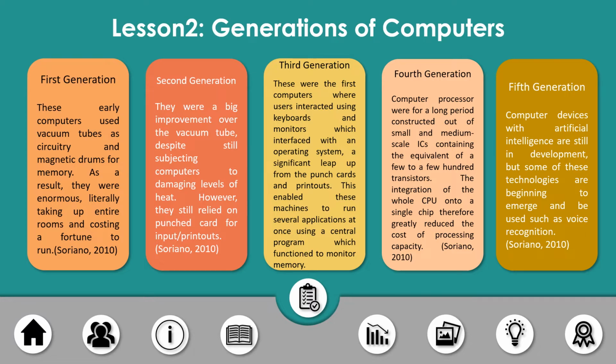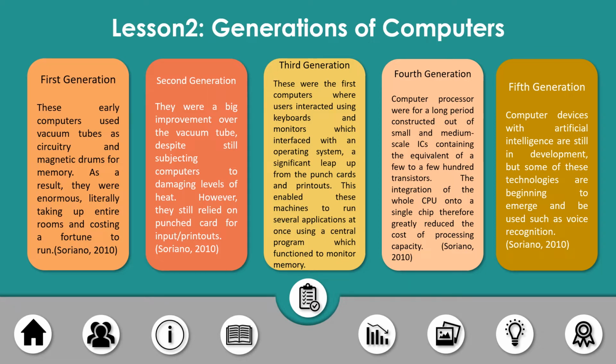Then the fourth generation, so computer processors were for a long period constructed out of small and medium scale ICs containing the equivalent of a few hundred transistors. The integration of the whole CPU onto a single chip therefore greatly reduced the cost of processing capacity.